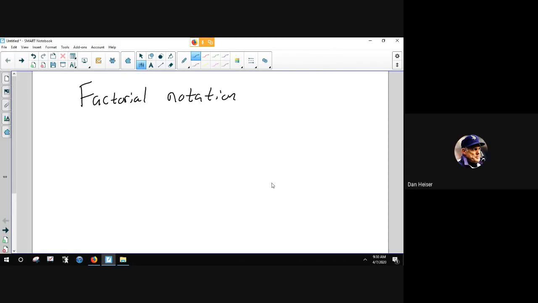Next lesson in this unit is on a notation that's going to help us deal with some very large numbers. It's called factorial notation. You may have seen numbers like this before, a number followed by an exclamation mark. Now, this does not mean that you shout the number 8. What it means is it's a way to calculate 8 times 7 times 6 times 5 times 4 times 3 times 2 times 1.